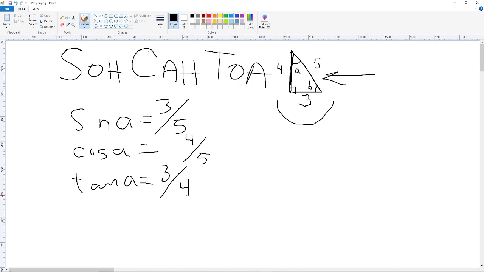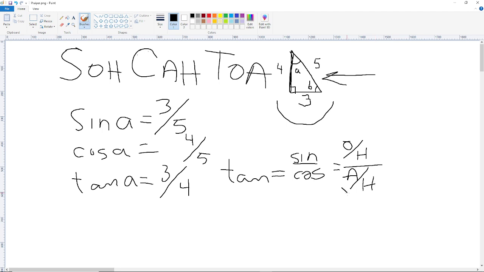Now, here's an identity that's important to know. Tangent equals sine divided by cosine. And if you want to do that with the sides, it's the opposite over hypotenuse divided by the adjacent over the hypotenuse. Remember, if we're dividing by a fraction, you flip it and multiply.